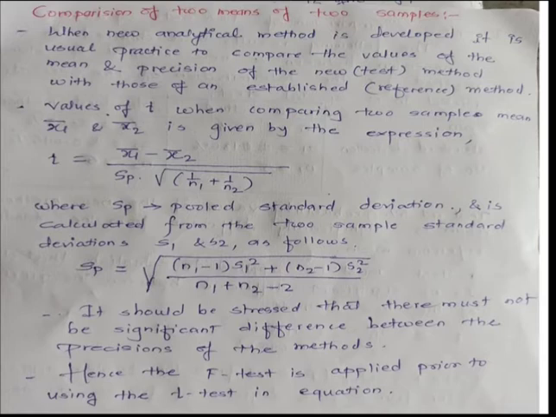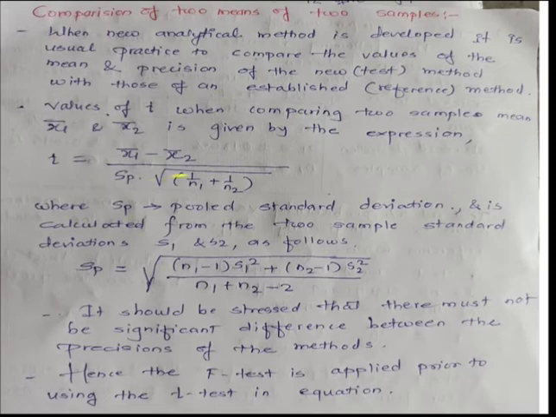Instead of two analysts, consider only one analyst is there and the analyst has taken readings. Readings are called test readings, and the second set of readings is called a reference or the standard set of readings. Here, the value of t when comparing two sample means x1 bar and x2 bar is given by the expression. The t value we already know from the student t test, but here when there are two numbers of readings and two mean values, then the equation to calculate t is different.